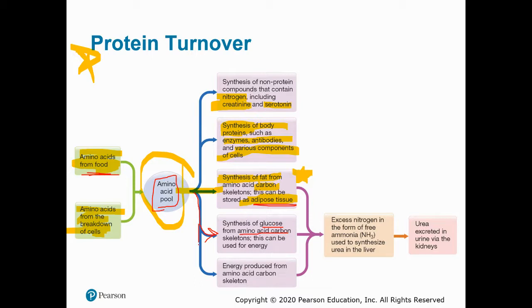And then we will see actually in the next chapter, chapter 7, that some amino acids can go directly into our energy production pathway, the Krebs cycle. Maybe you remember that name, the tricarboxylic acid cycle. Some amino acids can go directly into that process to contribute to energy production.